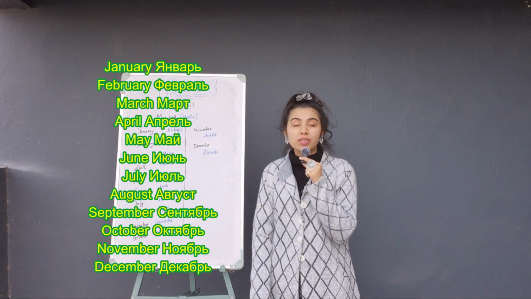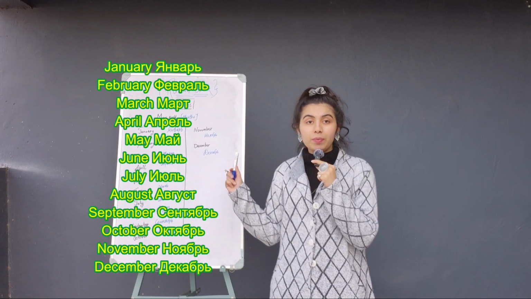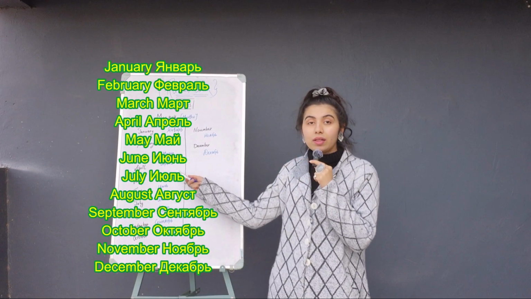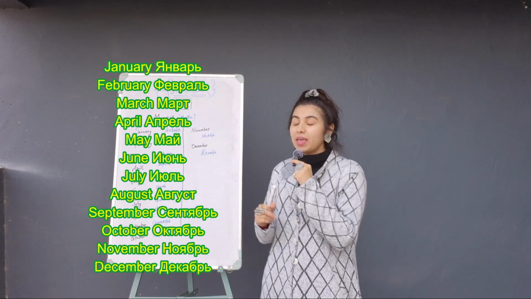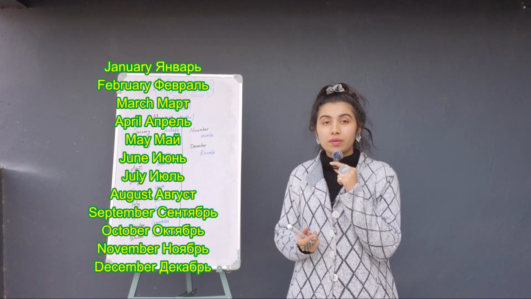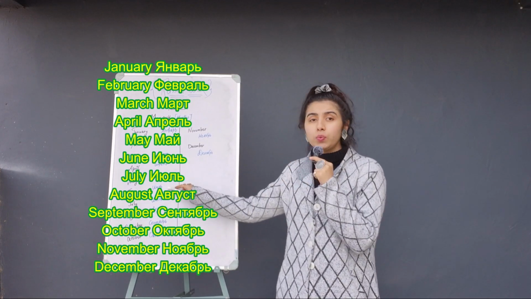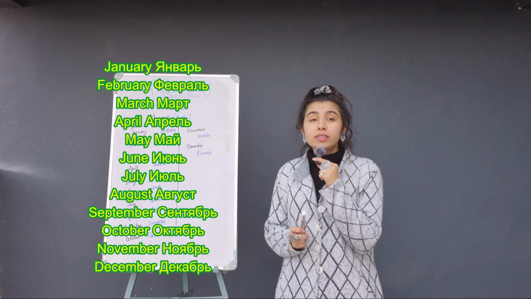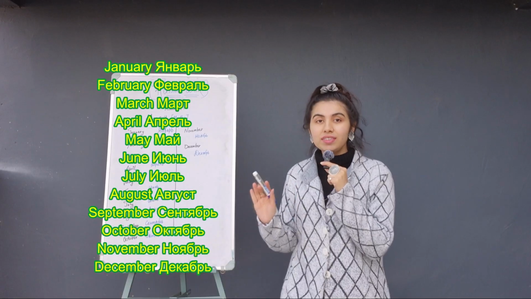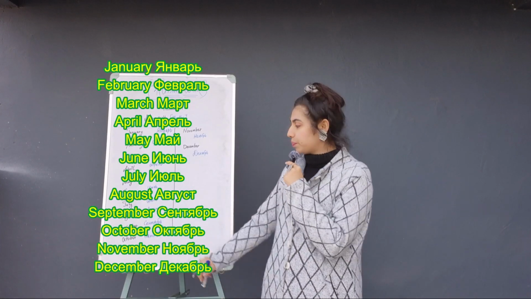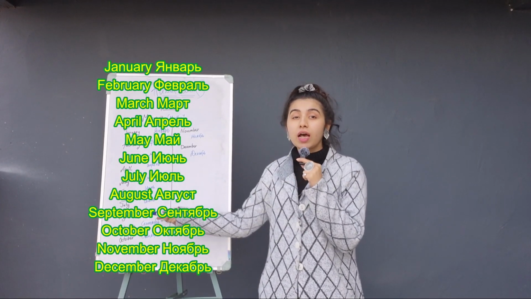So March is Mart. April is April. Once again, April. May is May. Easy. June is Iyun. July is Iyul, Yule. June, Yule. Okay? June is Iyun, July is Iyul. August is August.